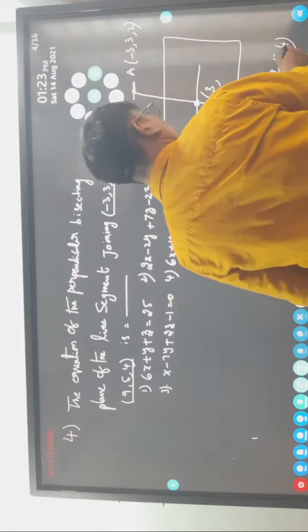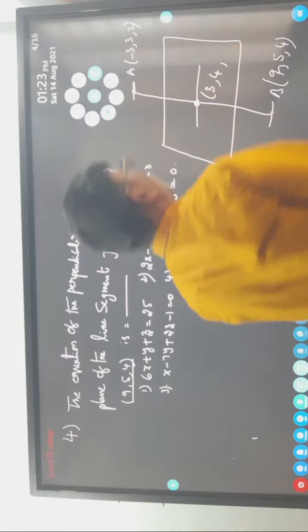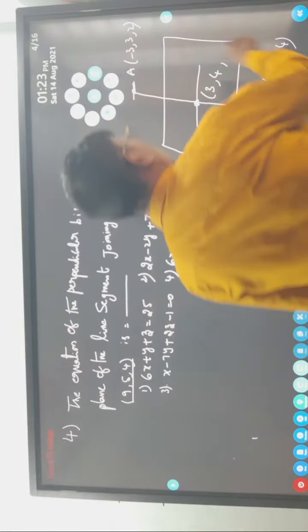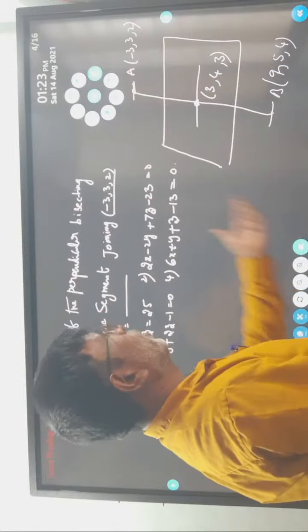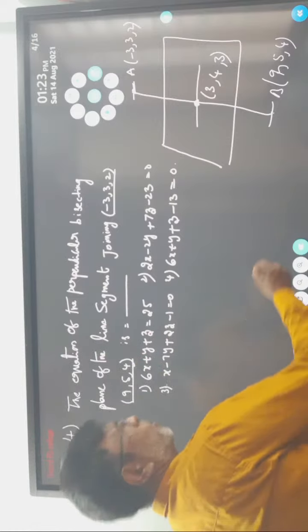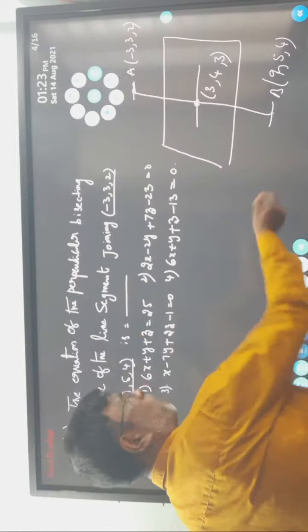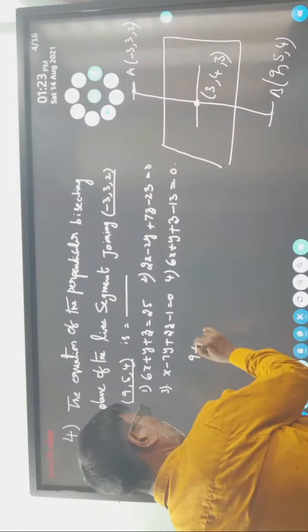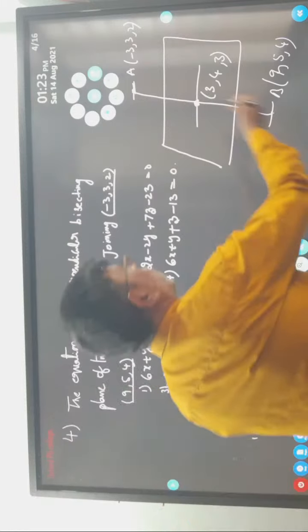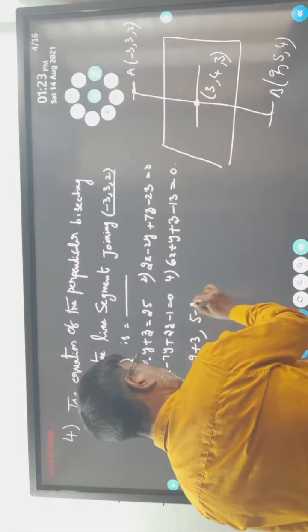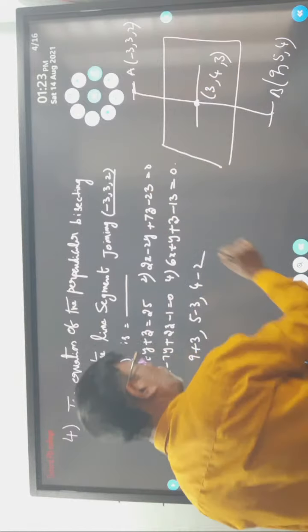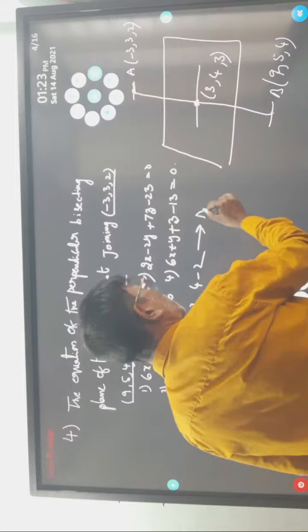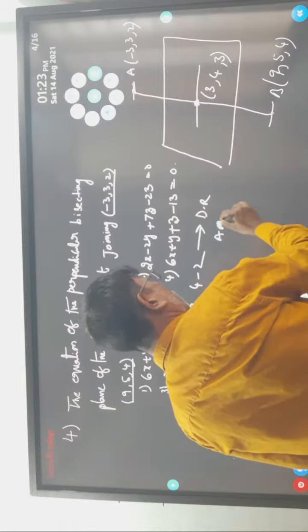So (3 plus 5) by 2 is 4. Now 6 by 2 is 3. This is the midpoint. So find out the DRs: 9 minus (minus 3), 5 minus 3, and 4 minus 2. These are the DRs of the AB line.